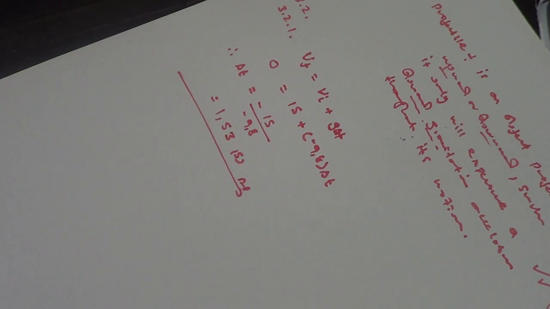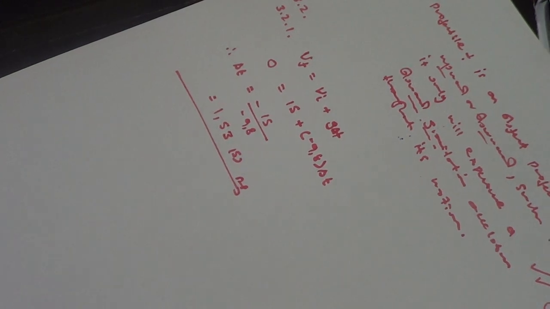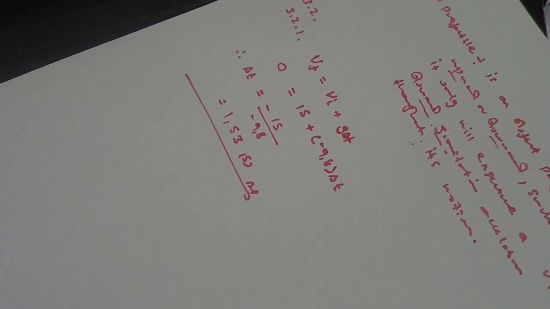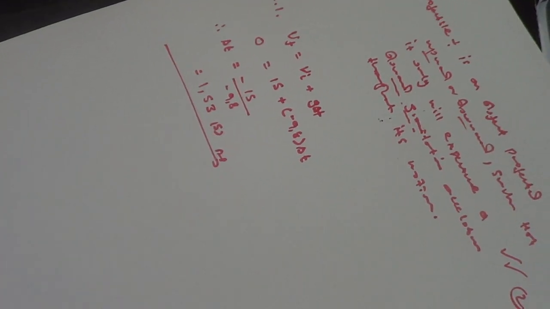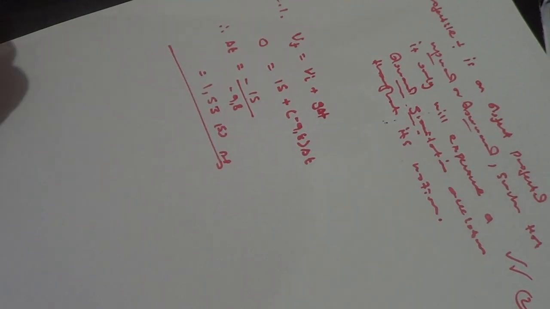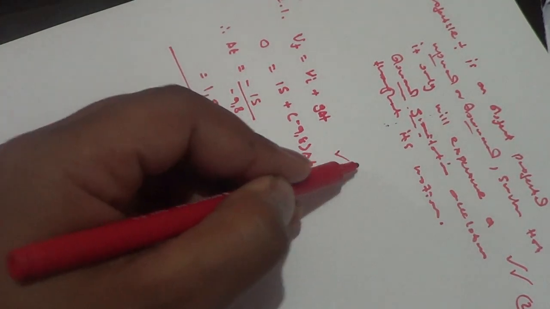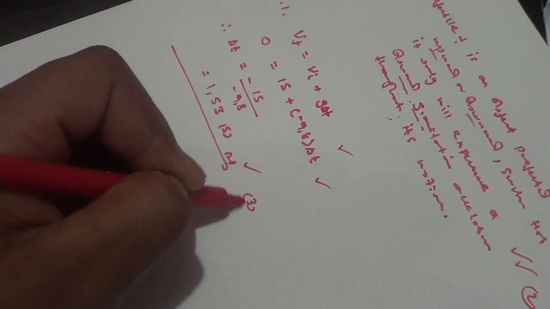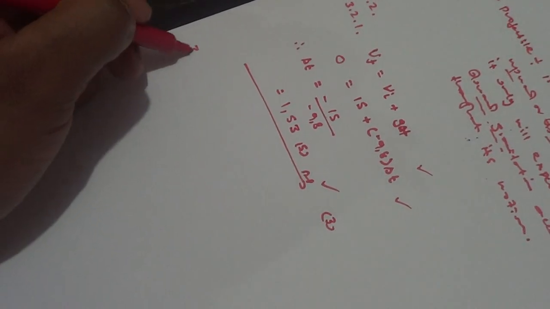It only has magnitude. So a definition of a scalar quantity is a physical quantity that only has magnitude. So we are done here. So they were giving us 3 marks, so getting the formula, substitution, and the answer, pretty easy.